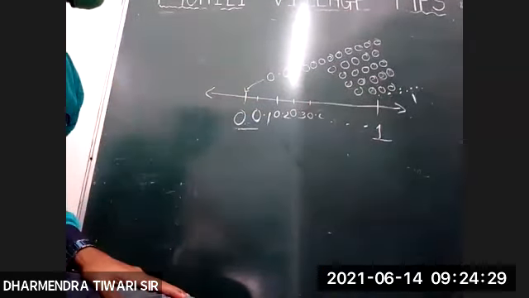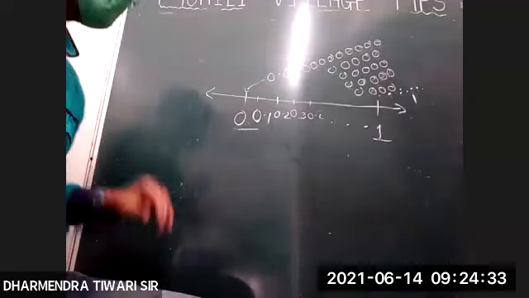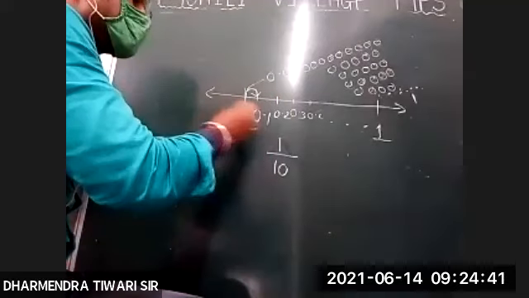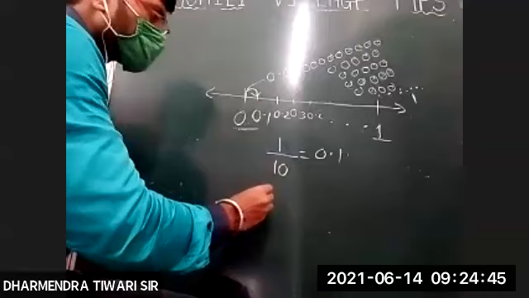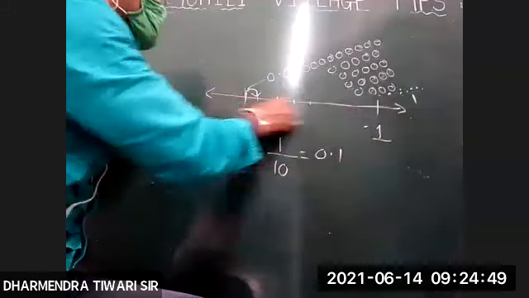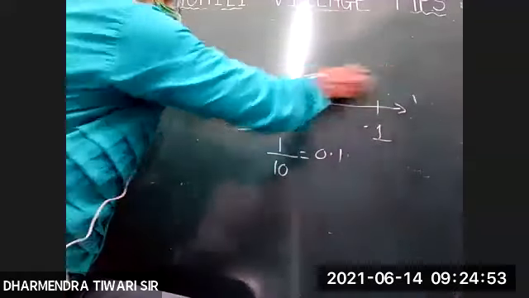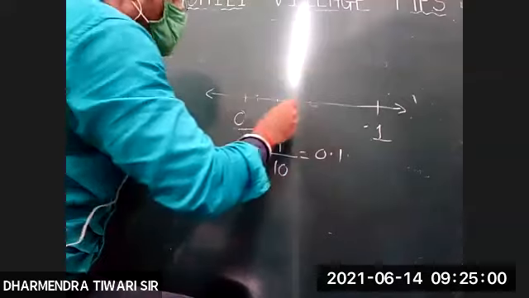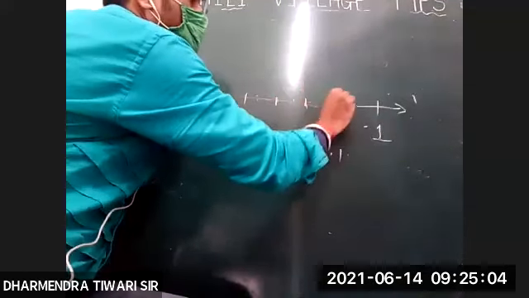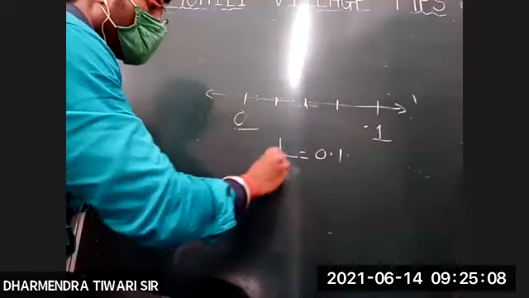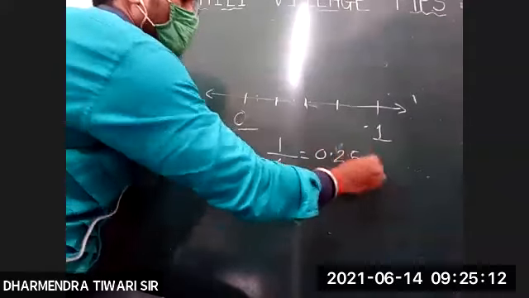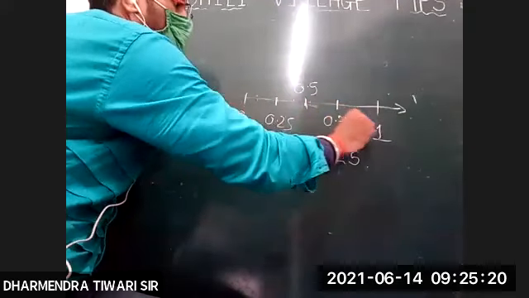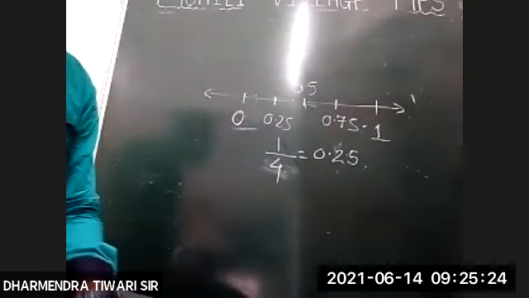If we are having 10 points between 0 and 1, it means we are dividing 1 into 10 parts, so the value of one step that we are taking is 0.1. If we are taking 4 points between 0 and 1, say 1, 2, 3 and 4, then dividing 1 by 4, the value of one step will be 0.25. So we can write this is 0, this is 0.25, this will be 0.5, this will be 0.75, and this will be 1. So one step is of 0.25.